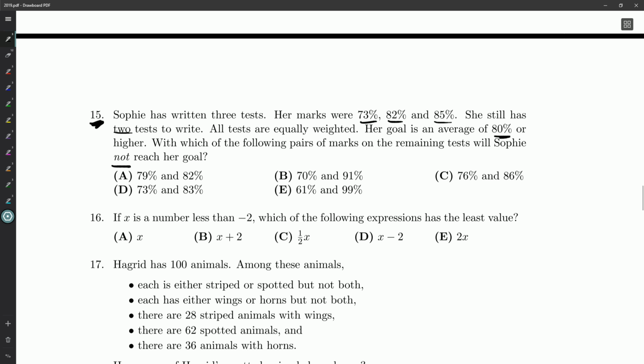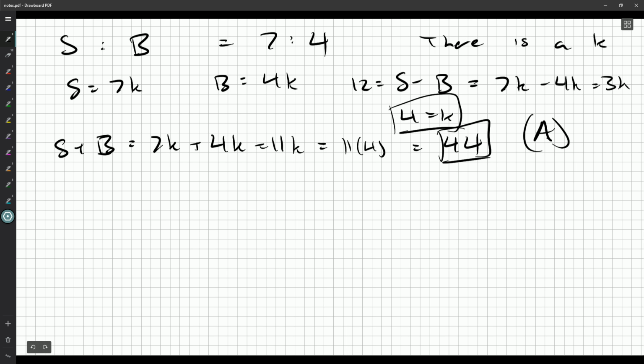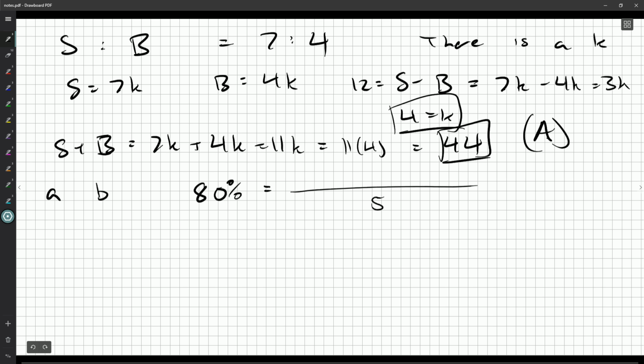So, what can we do here? We want her to get an 80. Now, we've got 2 tests to write. We might call the score that she gets on the next test A and then score B on her second test. Now, we want an average of 80 or higher. What would A and B need to be to get an average of 80? Well, how do you find averages? You add up all the numbers, so all the percents for the tests, and divide by how many tests there are, which are going to be 5.